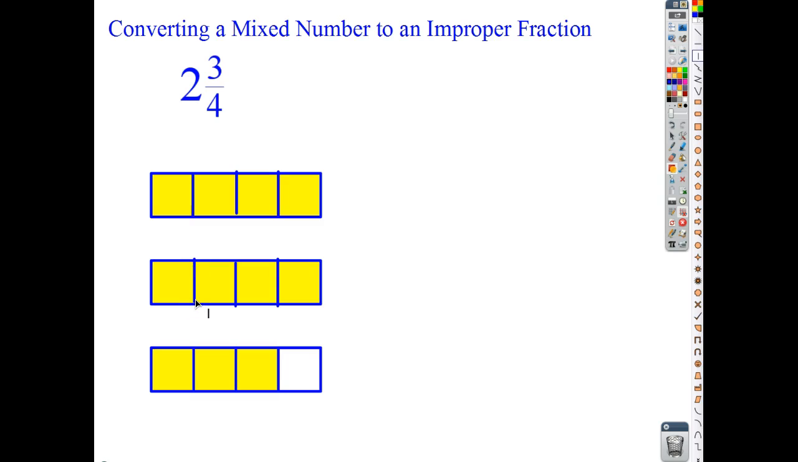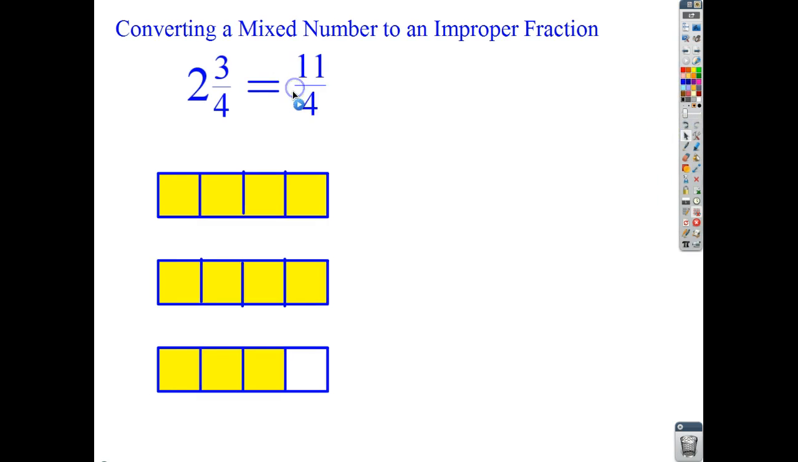And when I look at this and count through them, I have 1, 2, 3, 4, 5, 6, 7, 8, 9, 10, 11. So I will have 11 fourths. That's what I get there. The size of the pieces is fourths, and how many of them do I have? I have 11 of them, and now it's not a mixed number anymore. I can use this when I'm adding and subtracting much more easily.